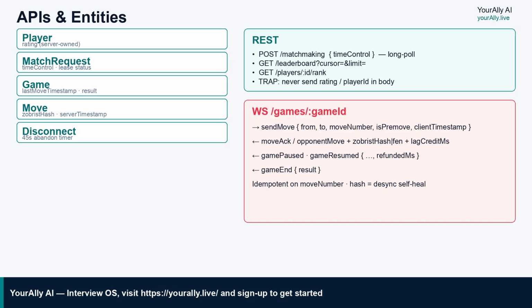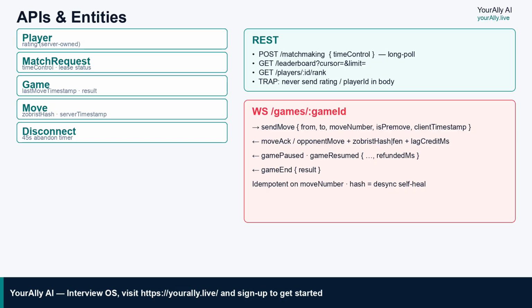Everything else is sugar. Idempotency belongs in the contract. Move number on send move means a retried packet after a network blip does not move twice. On the server, accepting the same move number twice is a no-op with the same clocks. Similarly, game end processing keyed by gameId means Elo apply can retry safely.